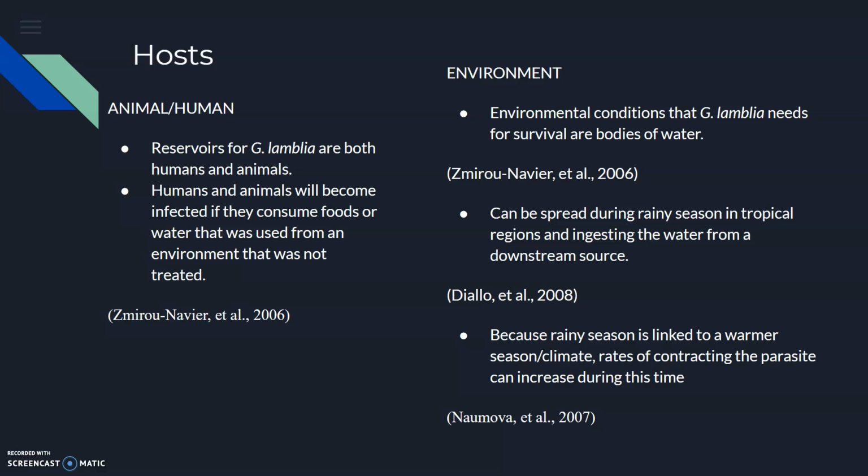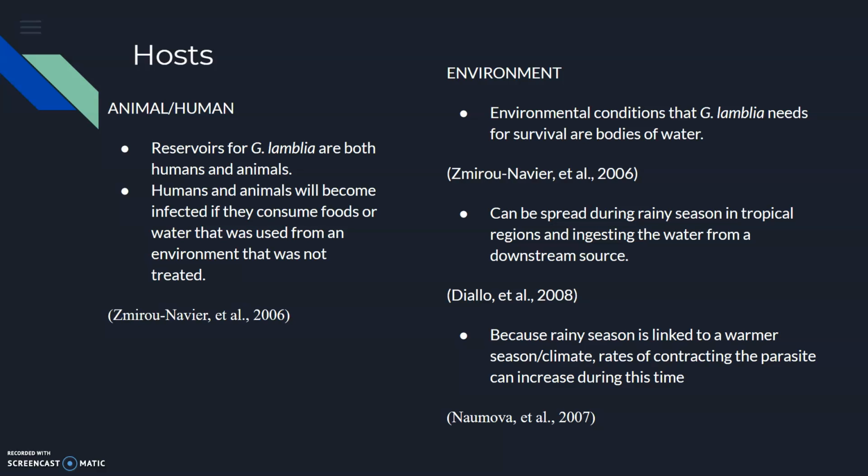The hosts that Giardia lamblia can go through are both animal and human, and humans and animals can become infected by consuming types of foods and water that are not treated or are contaminated with Giardia lamblia. Through the environmental conditions, Giardia lamblia needs bodies of water for survival. So it needs a constant supply of water, and that's the way that it's going to infect humans and animals. It can be spread by any rainy season or tropical regions and ingesting water from a downstream source.